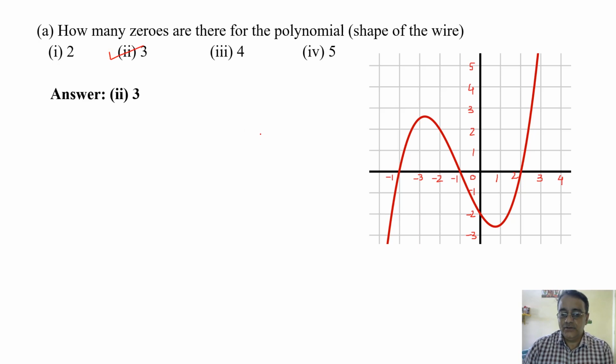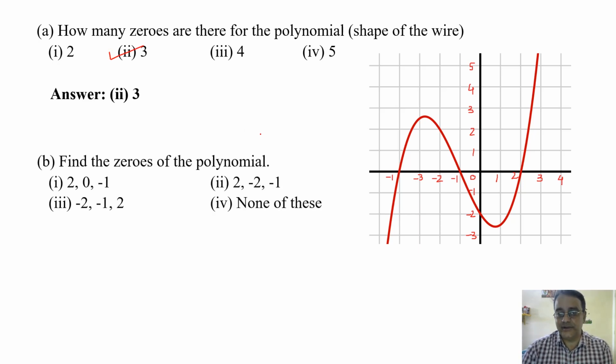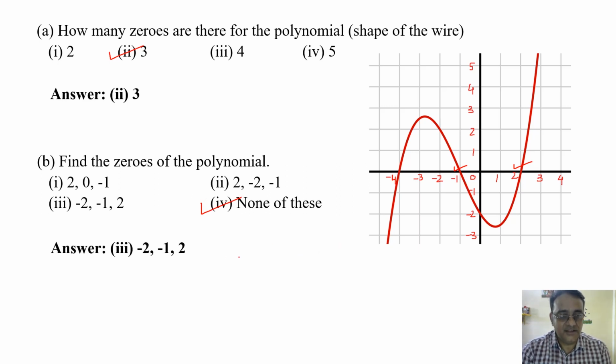Right. Now find the zeros of the polynomial. So where it intersects? First is 2, minus 1, and minus 4. This is minus 4 actually. Okay, fine. So 2, minus 1, minus 4. So correct option is none of this. Right. Okay, fine. तो ये गलत है. The correct answer is none of this. Right. So now we are moving toward the next question.